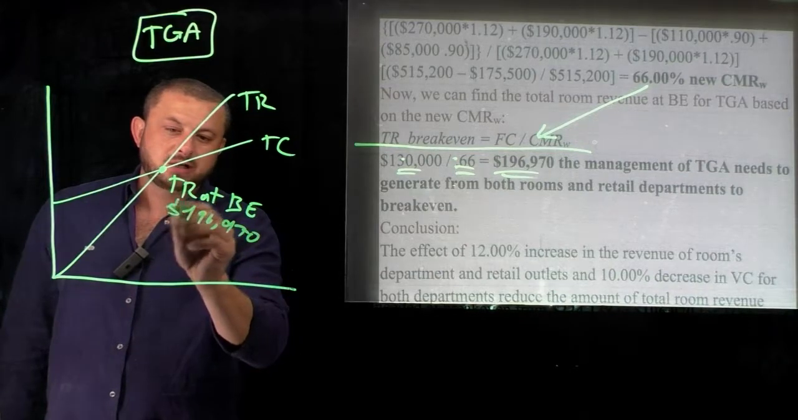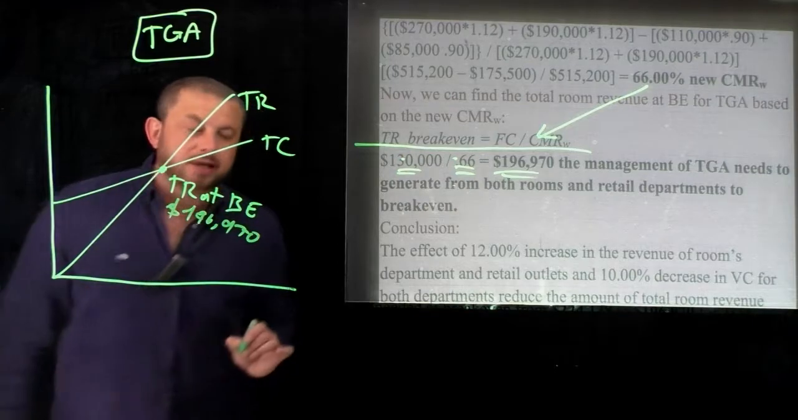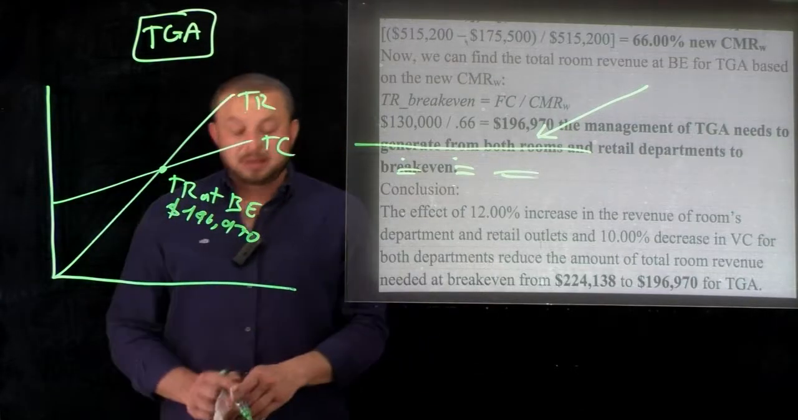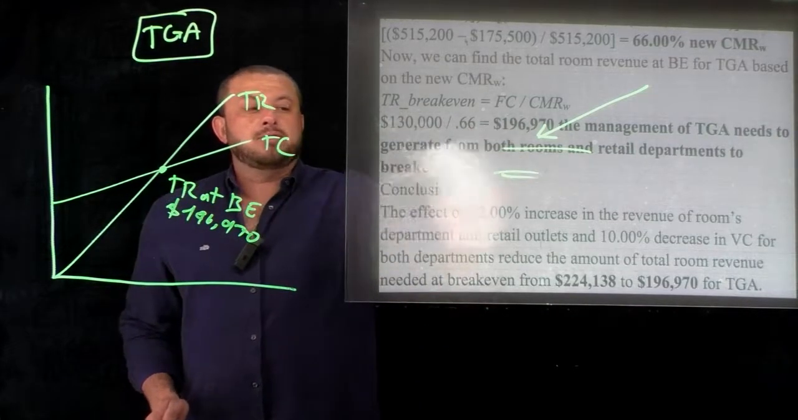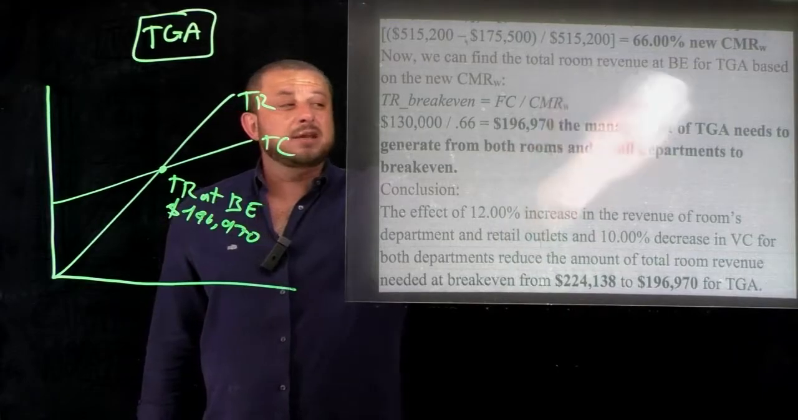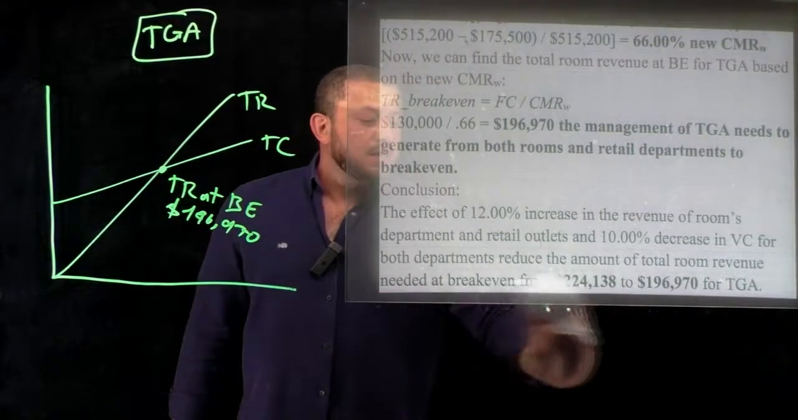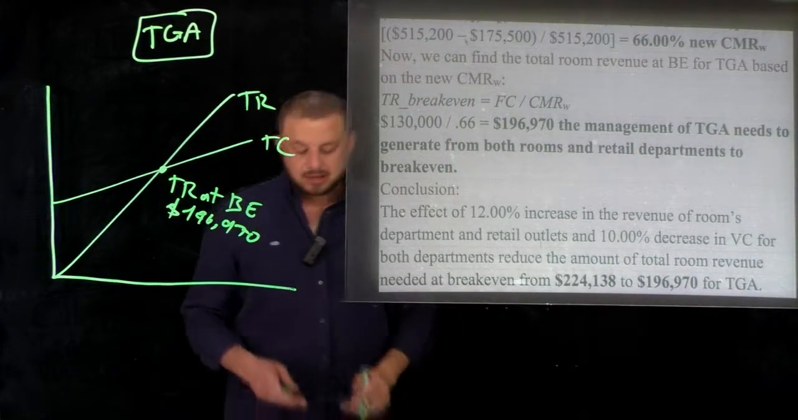196,970 becomes my new TR at break-even point. 196. This is not a 1 right here. It's 196. Okay. So there is a conclusion right now, guys. I would like to talk about this. I would like to discuss this because numbers are nothing by themselves, because you should be able to interpret them.